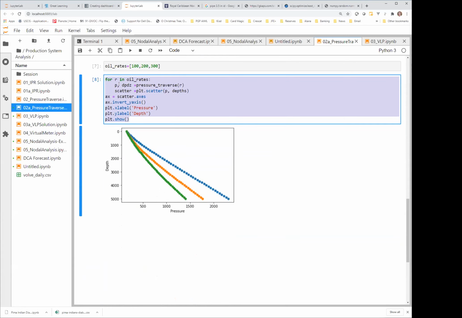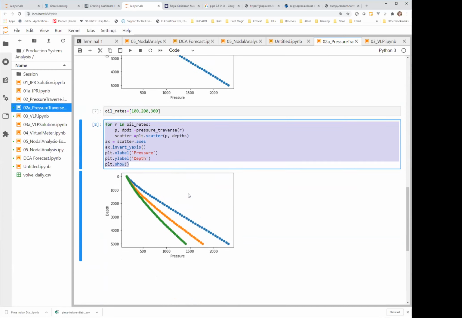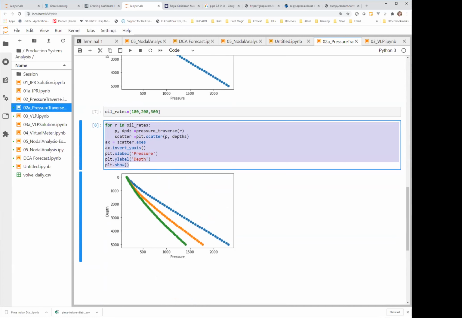And we did some exercises just by changing the oil rate to see how it affects the pressure traverse in different conditions. And especially what we're dealing with here is how the friction is affecting my flowing pressure, okay?